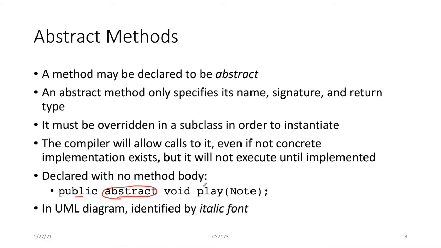So we have name, we have return type, and we have signature. So those are the three things that define a method's interface, together with the public, of course. So in the UML diagram, that's identified by an italic font. So if you see a method with an italic font in the UML, that's just going to mean that it's going to be an abstract method.